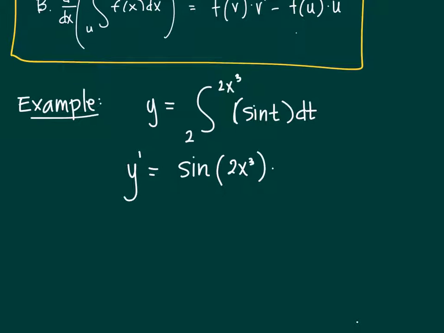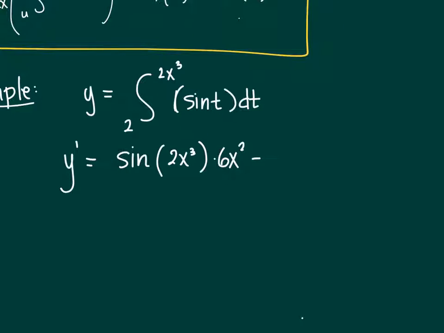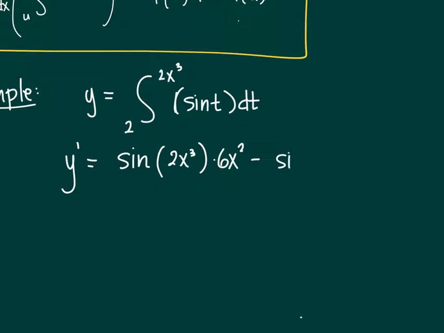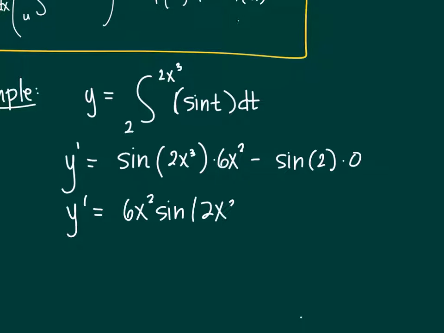No, just of the upper bound. Okay, so 6x squared minus sine of 2 times the chain rule of the derivative of 2, which is 0. So we are left with y prime to be 6x squared, which is typically written in front of the sine of 2x cubed.